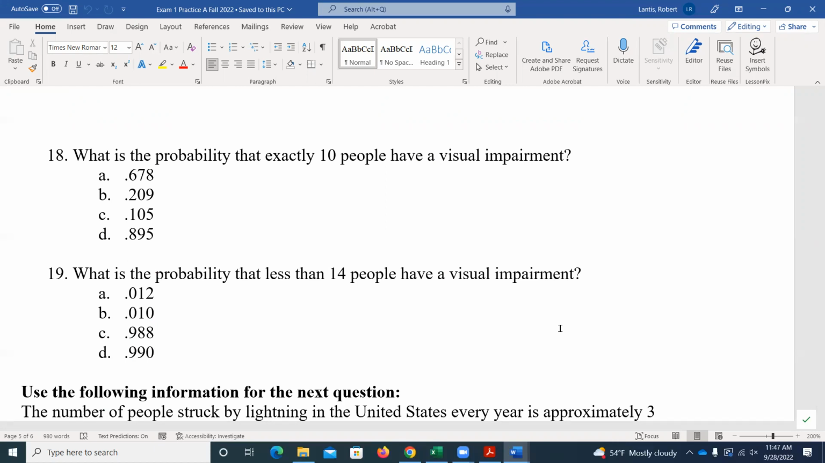Yeah, if I think about this as my event A, well, I know I can find the probability of A if I take 1 minus the probability of its complement. Well, what's the complement of being less than 14? Greater than or equal to 14. The only probabilities that fit this criteria would be X is equal to 14, and then add to that the probability X is equal to 15.